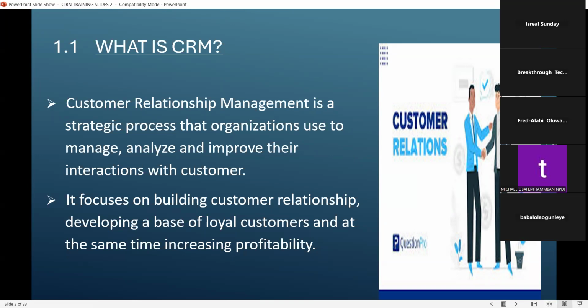So like I said, customer relationship management is a strategic process the organization uses to manage, analyze, and improve their interactions with customers. Remember, I say it's a tool. So it's a program. Let me use that word.